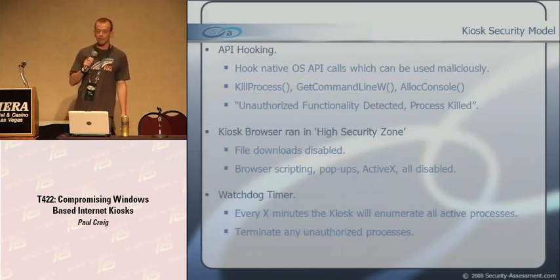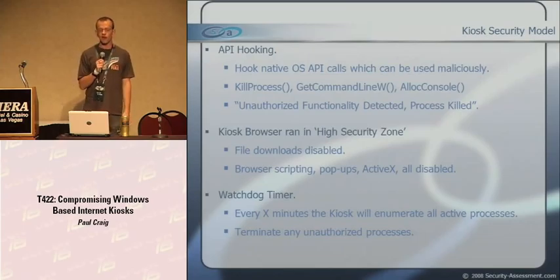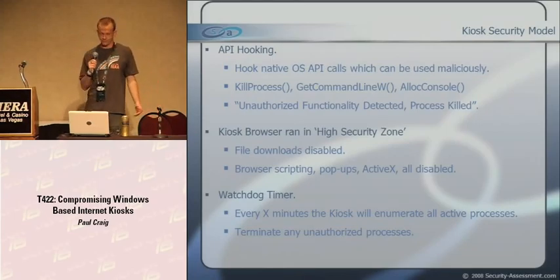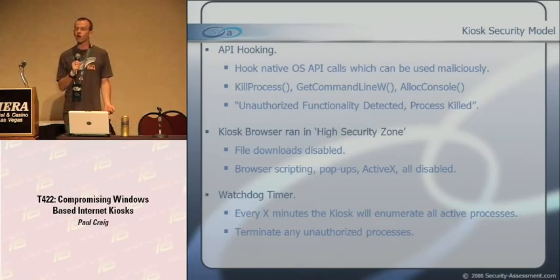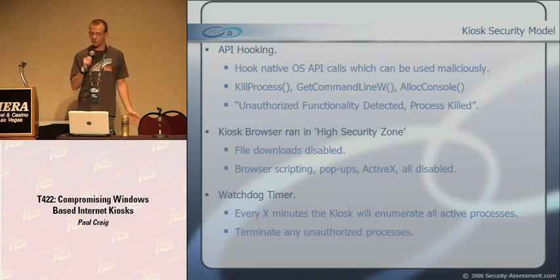Kiosks also implement API hooking. So they hook native OS API calls which can be used maliciously. Things like kill process, get command line W, alloc console. I mean, how are you ever going to be able to run cmd.exe if you can't call alloc console? The kiosk browser is usually run in a high security zone, so file downloads are all disabled. Browser scripting, pop-ups, ActiveX, all disabled.